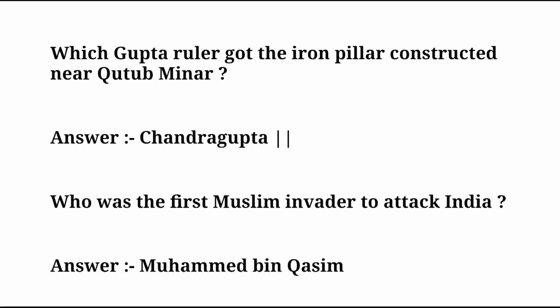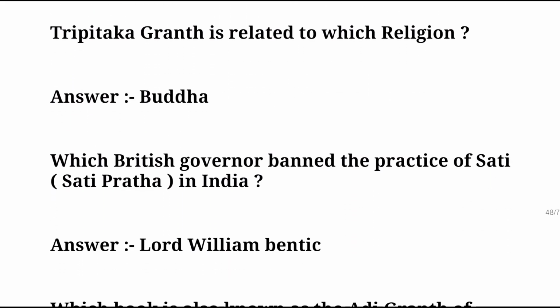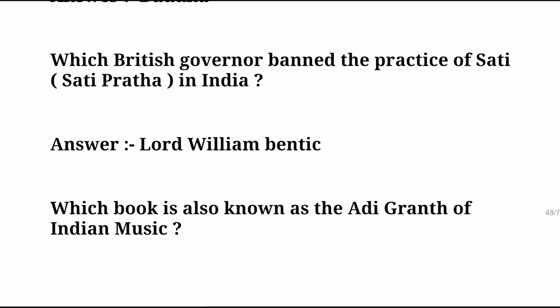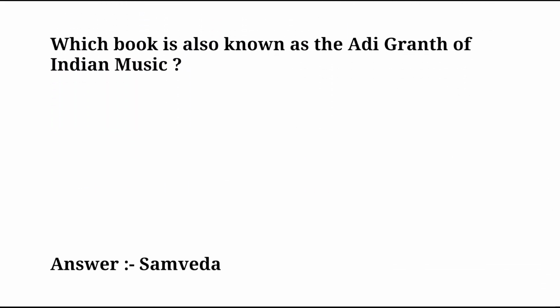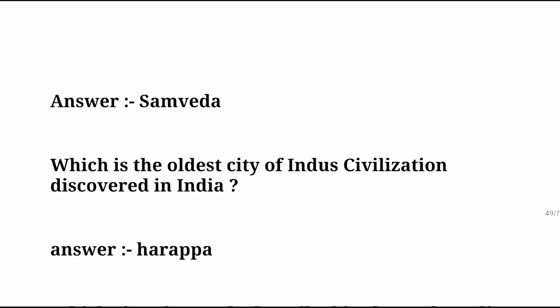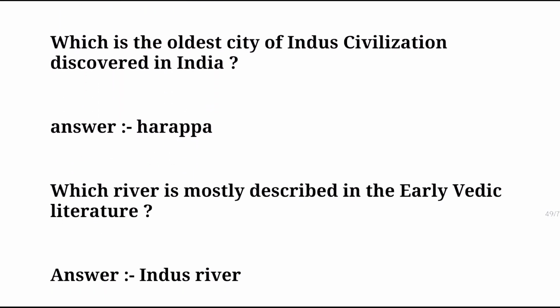Answer. Chandragupta. Who was the first Muslim invader to attack India? Answer. Muhammad bin Qasim. Tripitaka Granth is related to which religion? Answer. Buddhism. Which British governor banned the practice of Sati Pratha in India? Answer. Lord William Bentinck. Which book is also known as the Adi Granth of Indian music? Answer. Samaveda. Which is the oldest city of Indus civilization discovered in India?